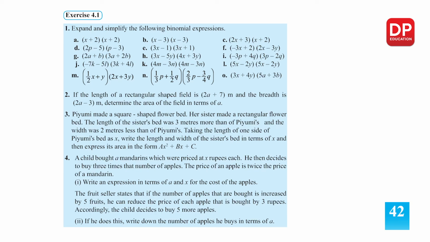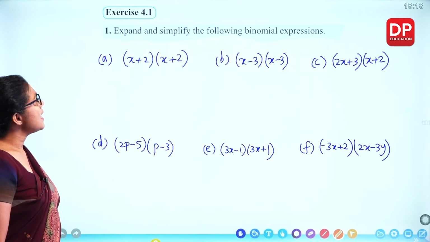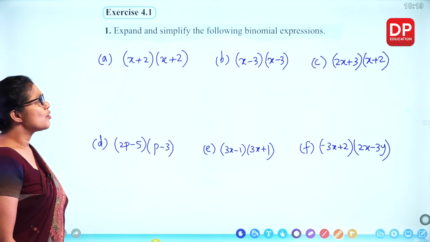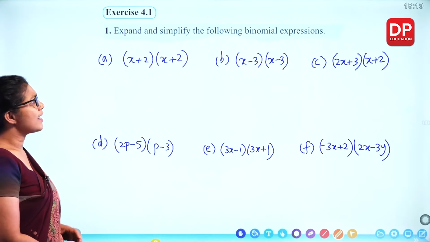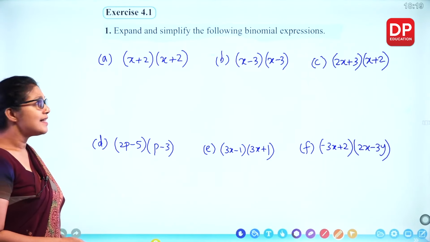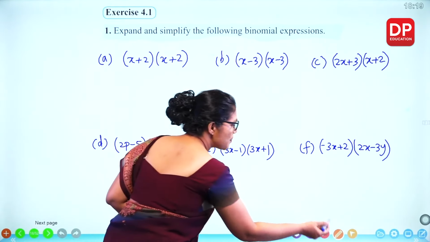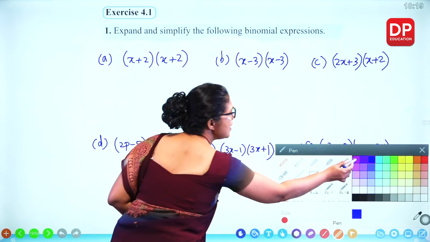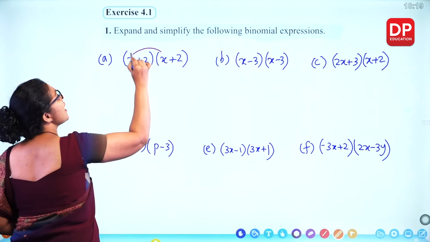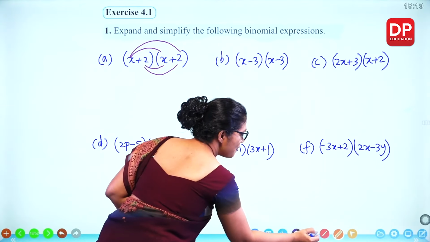Now we'll see exercise 4.1 in your textbook. It says expand and simplify the following binomial expressions. So which one do you like? Do you like the rainbow method or the other one? I think rainbow method is the easiest one. So try that without expanding using the previous method. We'll try the rainbow method or foil method. So we can draw the rainbow and then multiply.